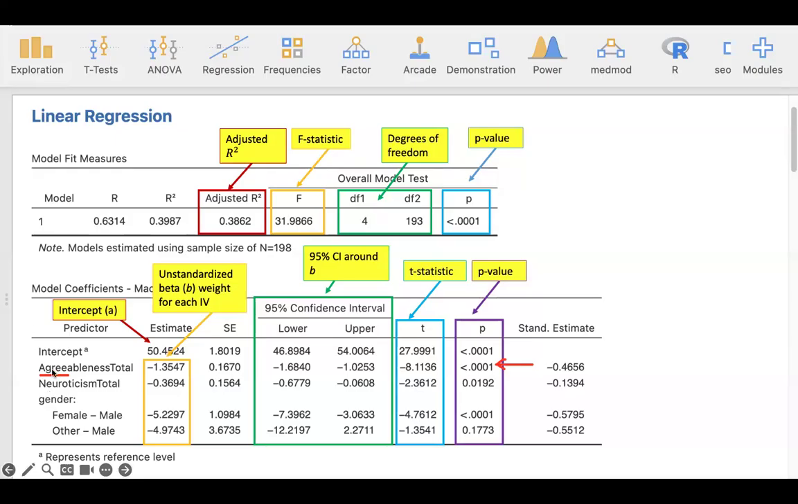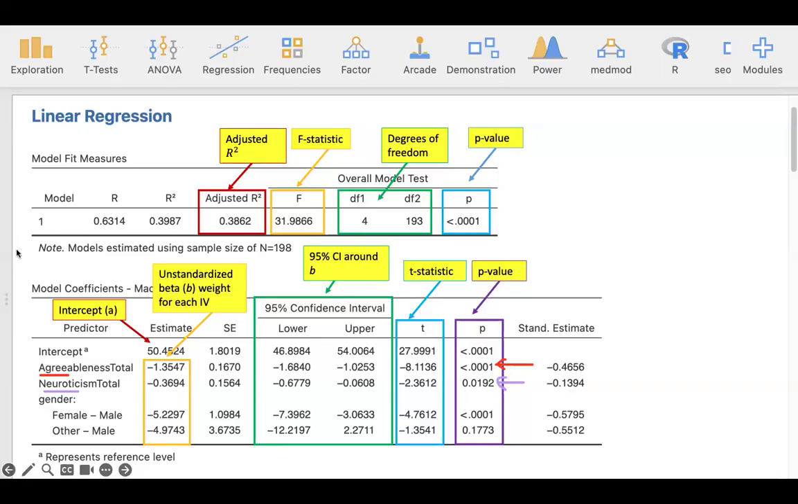Neuroticism is here. That is also a significant predictor, with a p-value of 0.02 if we were to round. And then we have gender. We want to look at each of these. Again, these are dummy coded. We're comparing them to our reference level of male.